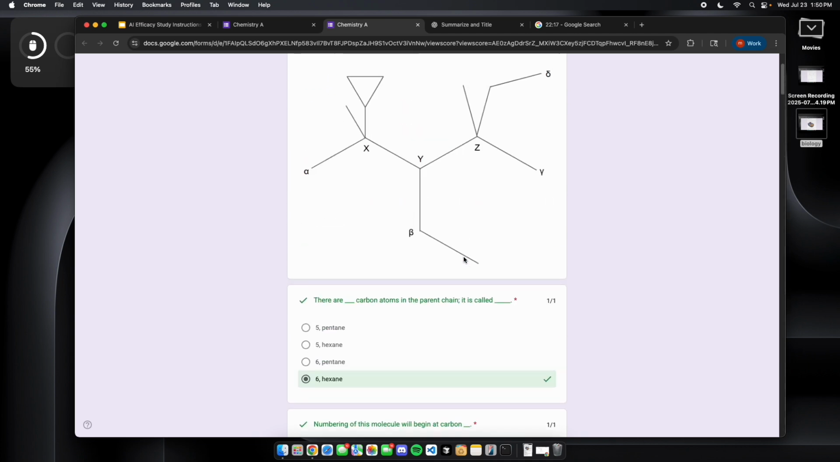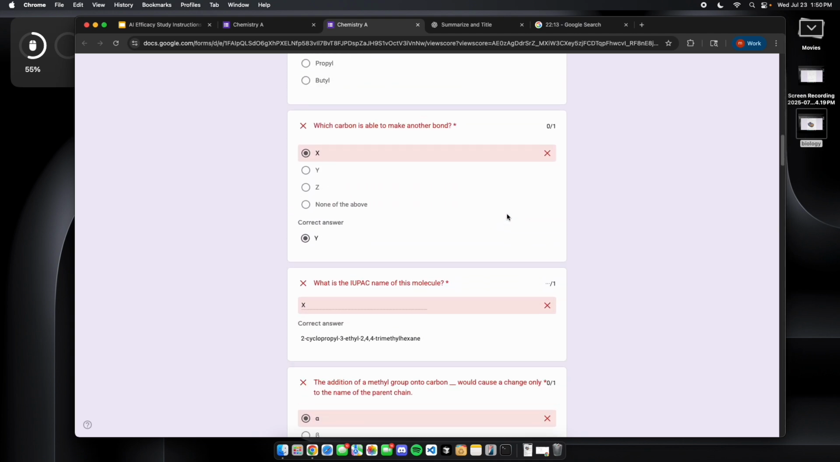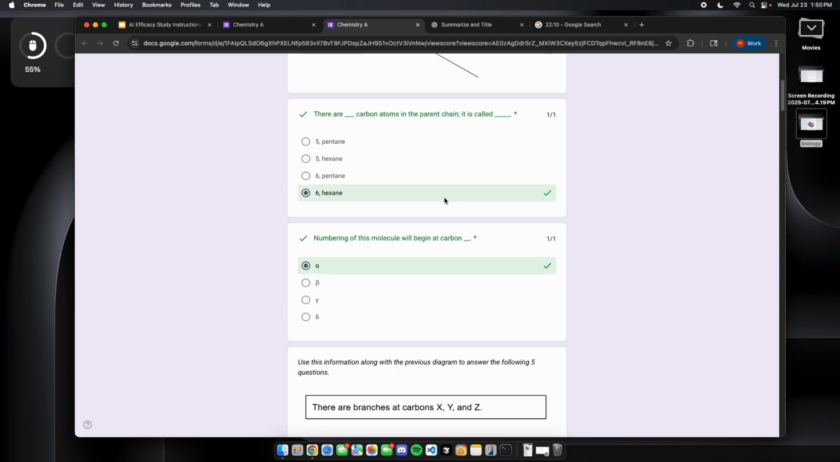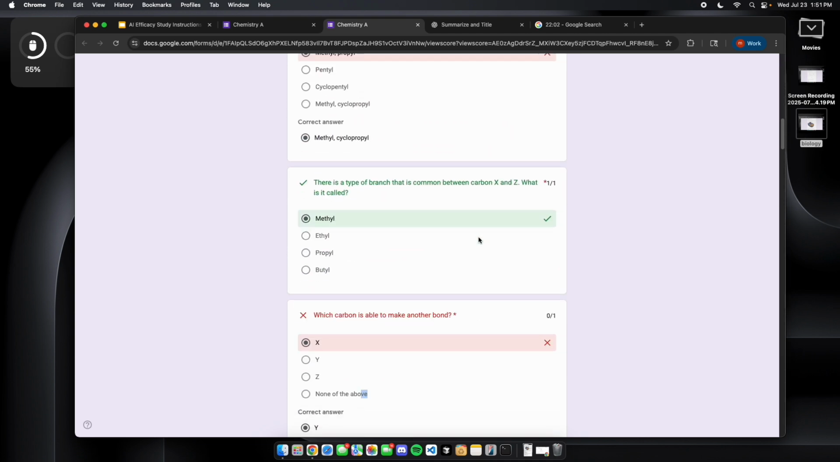Which carbon is able to make another bond? Why is it Y? Now, oh, maybe it's this other line right here. But wouldn't that be the same thing with these two? Let's ask.